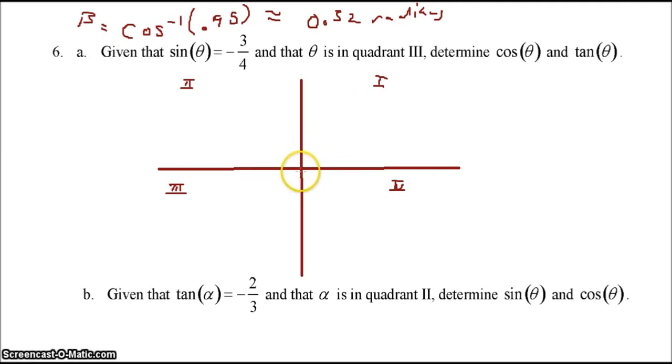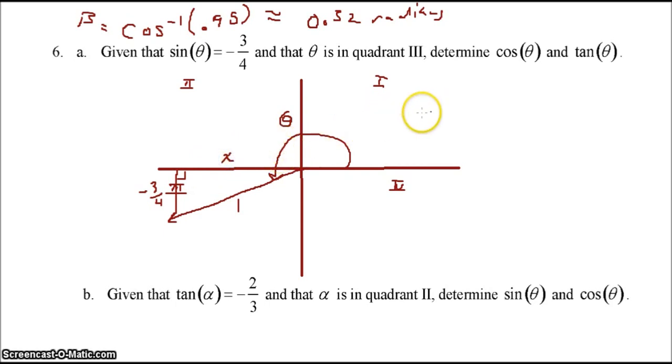So basically theta is this way. Here's the terminal side of theta. And we know that this vertical distance here is -3/4 the length of the radius, whatever that is. But if we say that the radius has a length of 1 for reference, then what would this x value be?